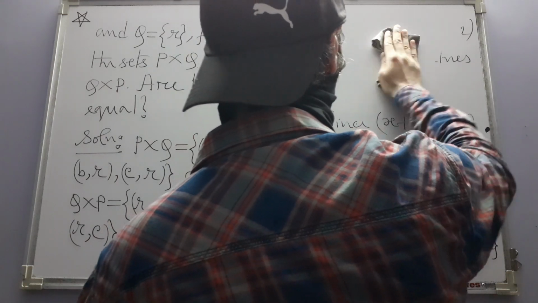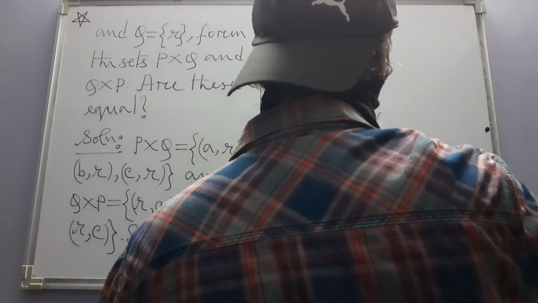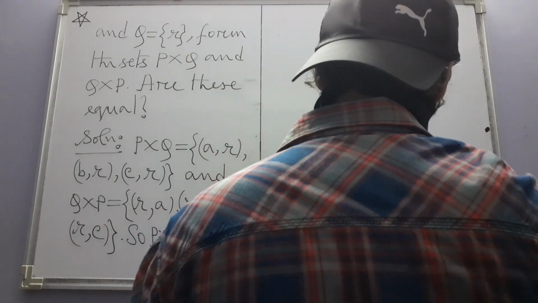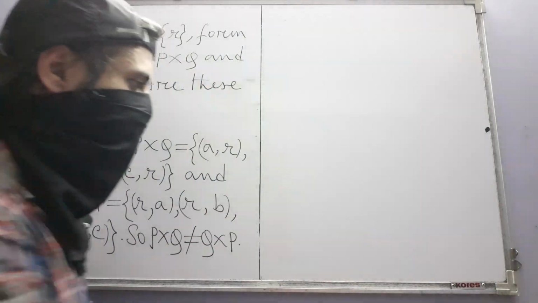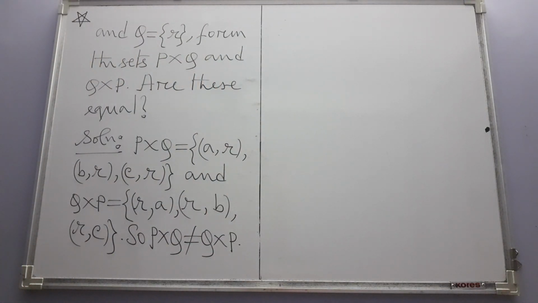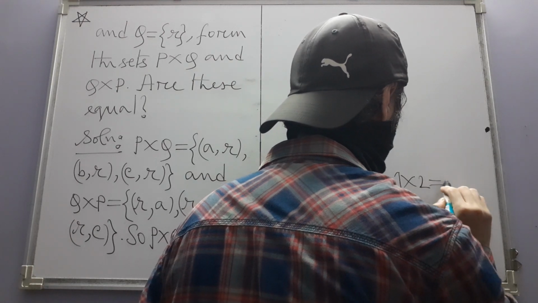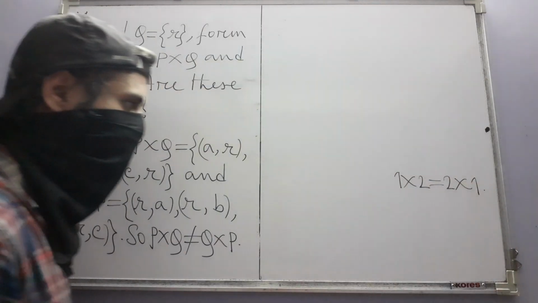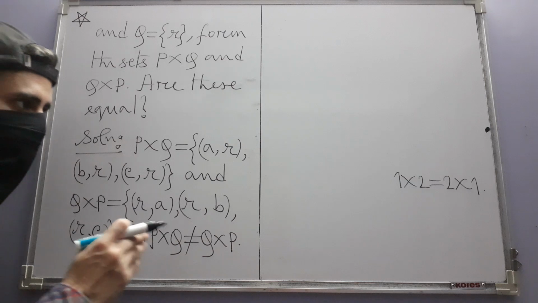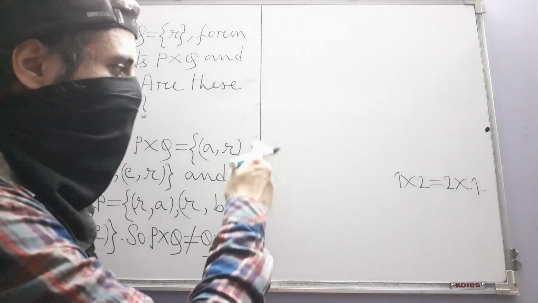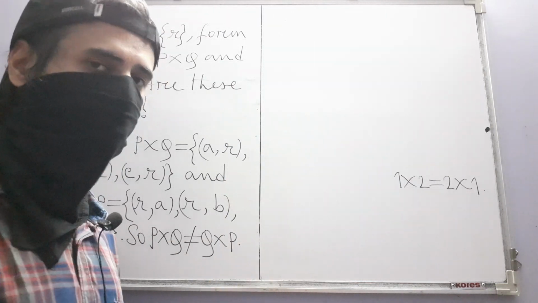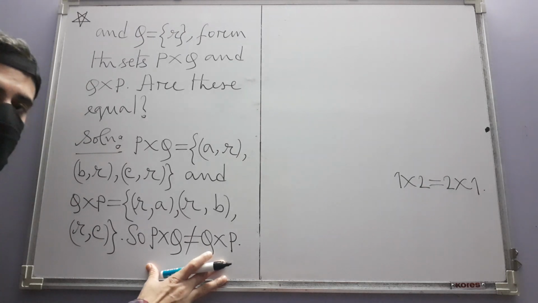So it's kind of a product of two sets, right? So unlike the ordinary product of numbers, set product is not commutative. 1 times 2 is equal to 2 times 1, always. If you multiply any two real numbers, a and b, ab is the same as ba. That's not the case here.